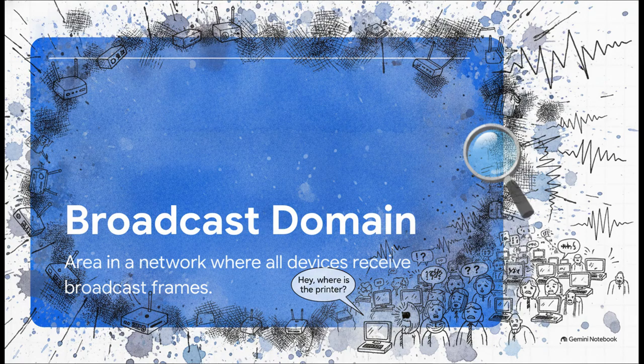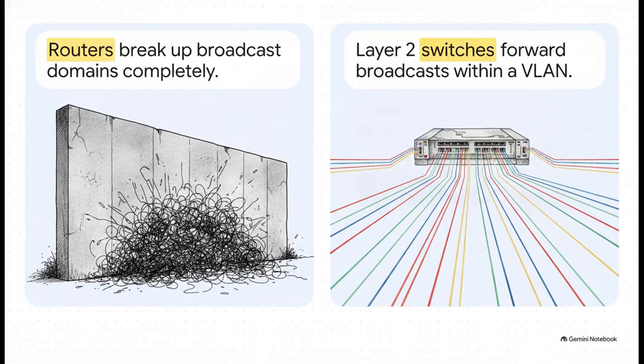Without structural boundaries, it's basically just a giant, really loud room. If one device shouts, saying, "Hey, where's the printer?" every single other device in that domain literally has to stop what it's doing and listen to that shout. And when hundreds of devices are shouting all at once, you get massive noise. Every single device hears every single broadcast, causing a crushing wave of traffic that bogs down performance for absolutely everyone. So how do we fix this?